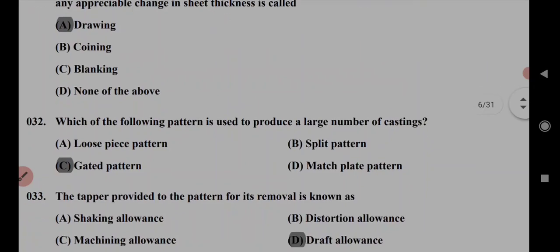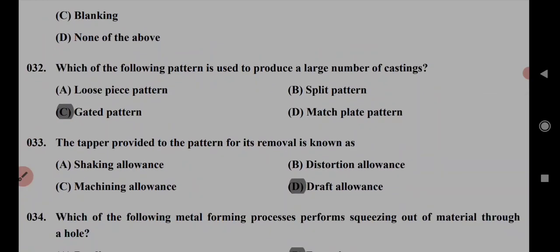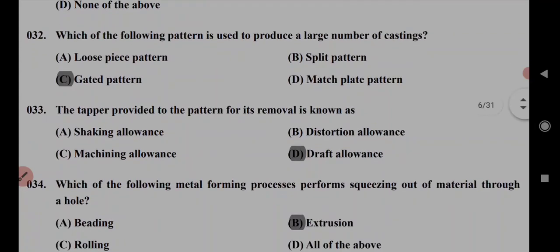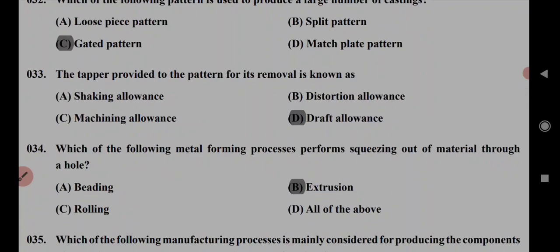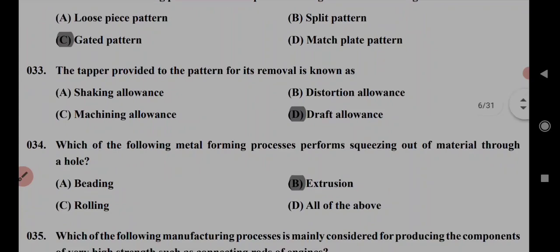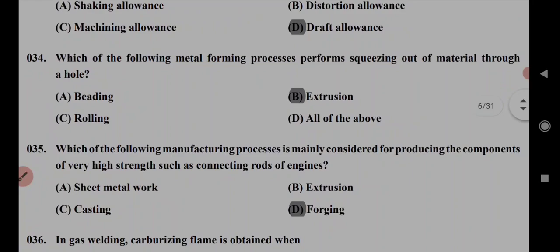Option A is correct. Which of the following patterns is used to produce a large number of castings? So a gated pattern. The taper provided to the pattern for easy removal is known as draft allowance. Option D is correct.